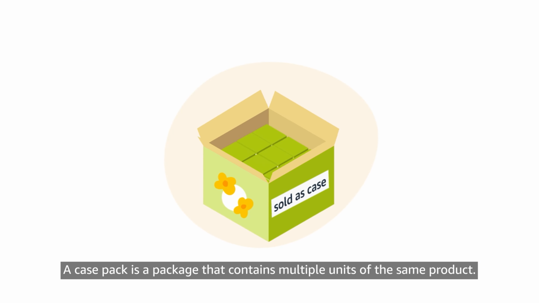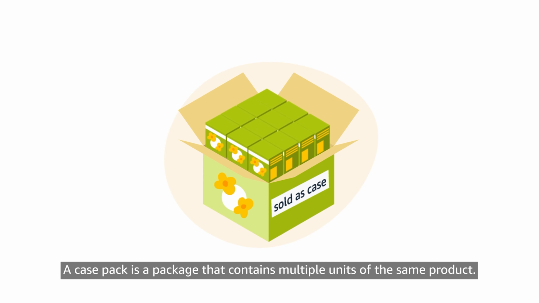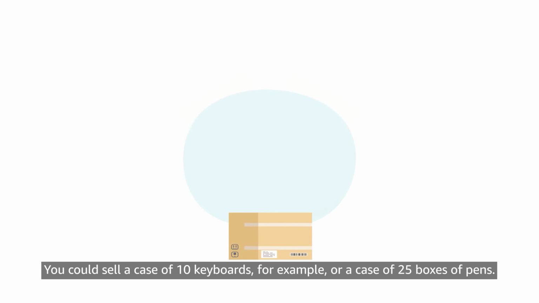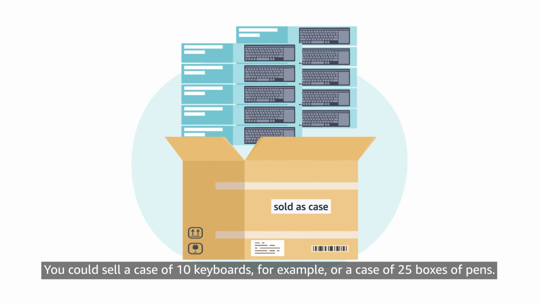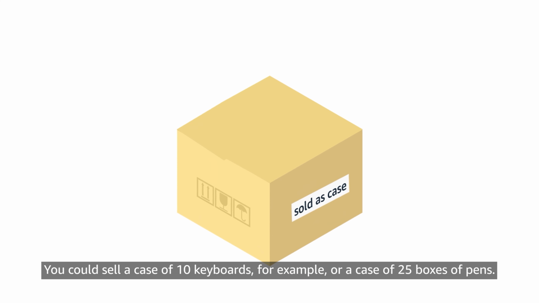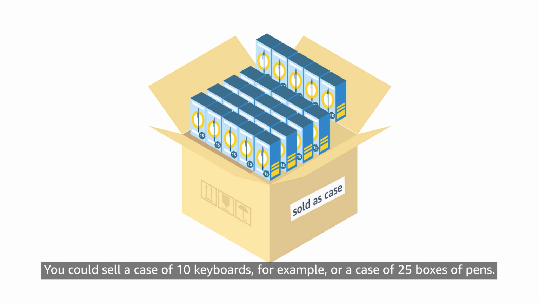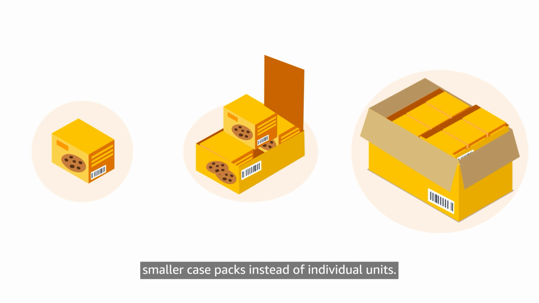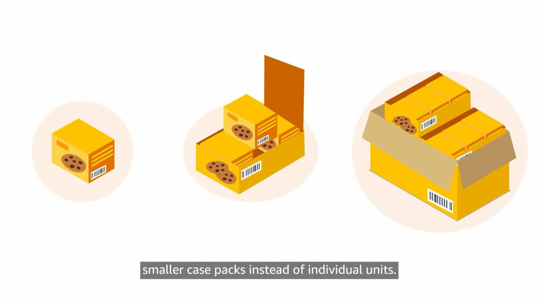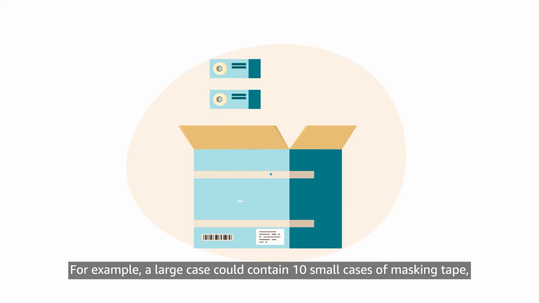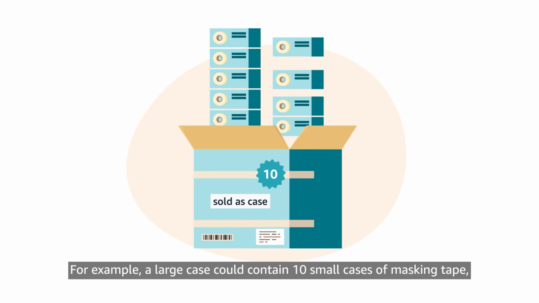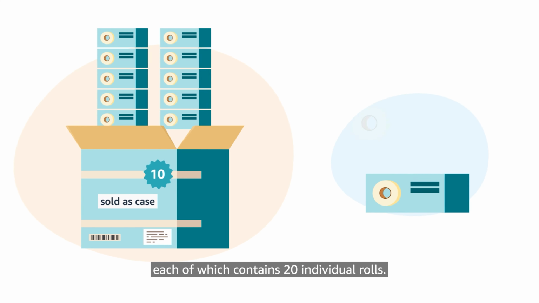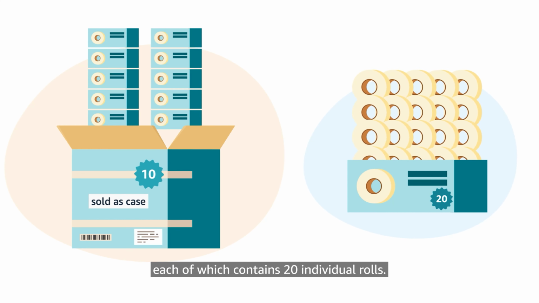A case pack is a package that contains multiple units of the same product. You could sell a case of 10 keyboards, for example, or a case of 25 boxes of pens. Sometimes a case pack can also contain other, smaller case packs instead of individual units. For example, a large case could contain 10 small cases of masking tape, each of which contains 20 individual rolls.